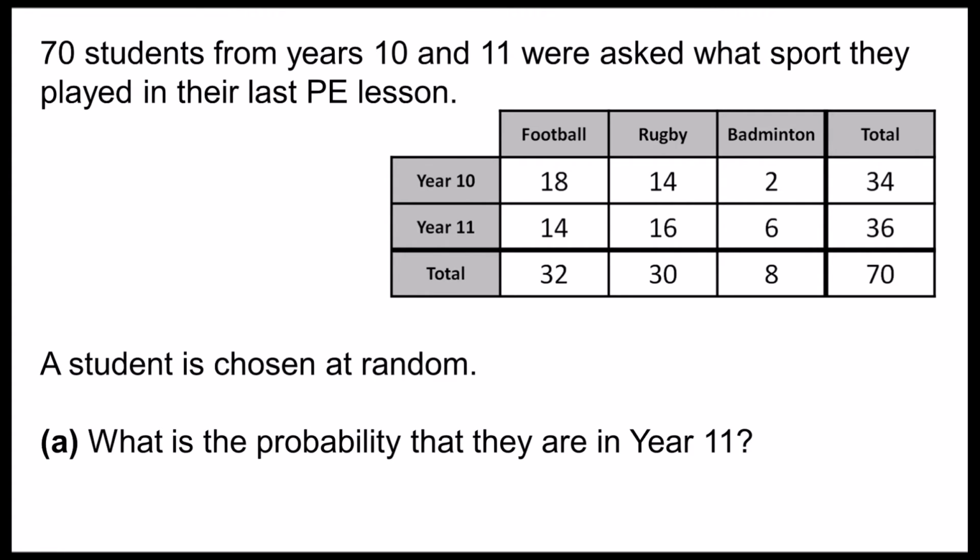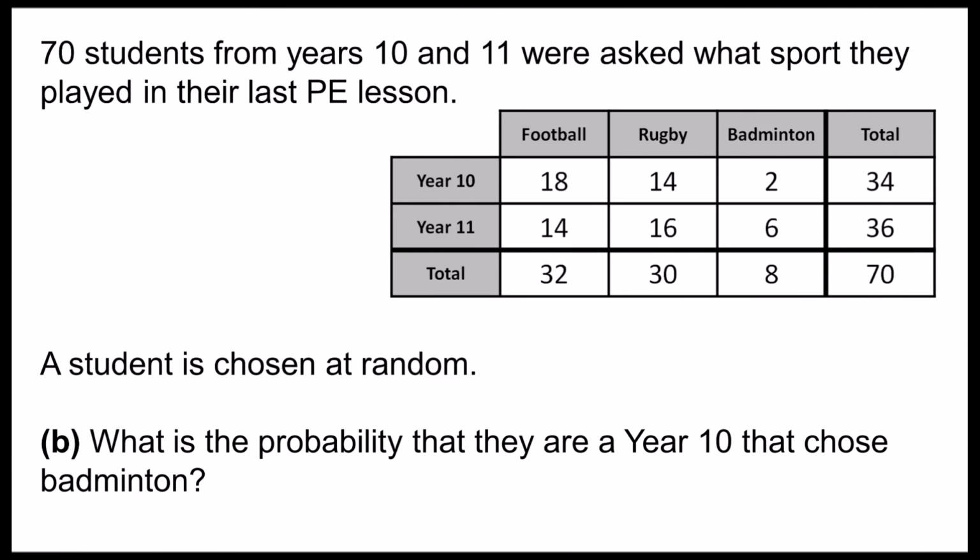In this first part, we're asked if a student is chosen at random, what is the probability that they're in year 11? Looking at my table, I can see that in total 36 year 11s were asked, so it's going to be 36 out of however many students were asked in total, that's 70. That would be my probability. Obviously this answer can be simplified if we divide the top and bottom by 2, so I could also say 18 out of 35. Both of those answers would be correct, but 18 over 35 is slightly simpler and slightly better.